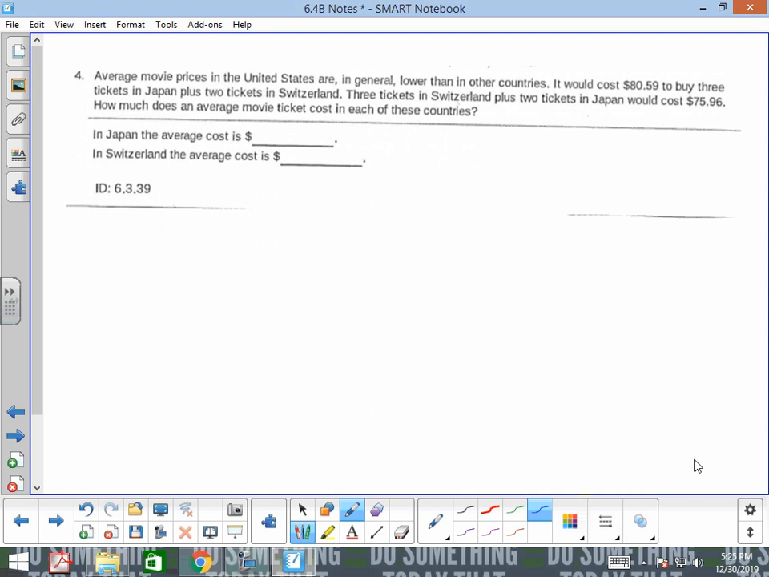All right, this is the rest of the word problems for 6.4b. Number 4, be really careful whenever you're reading this one. It says average movie prices in the United States are in general lower than in other countries.